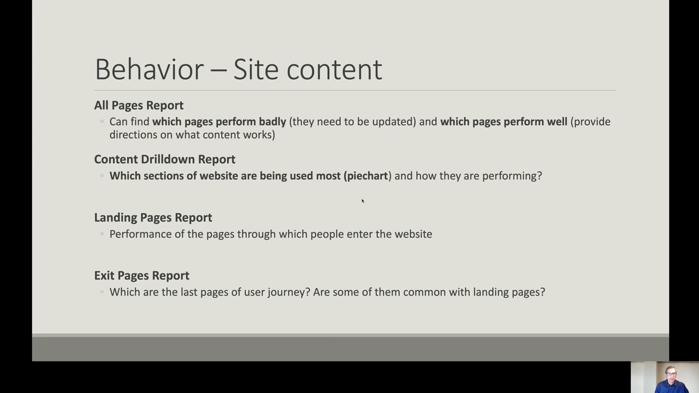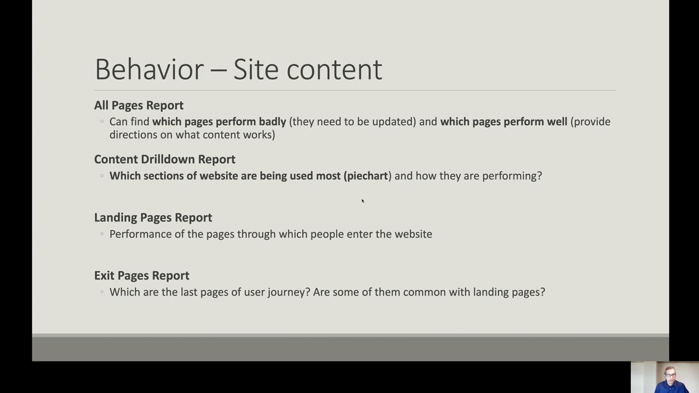So the first major subsection of the behavior reports is the site content section. There are four reports in the site content section. We have the all pages report, the content drill down report, the landing pages report, and the exit pages report.